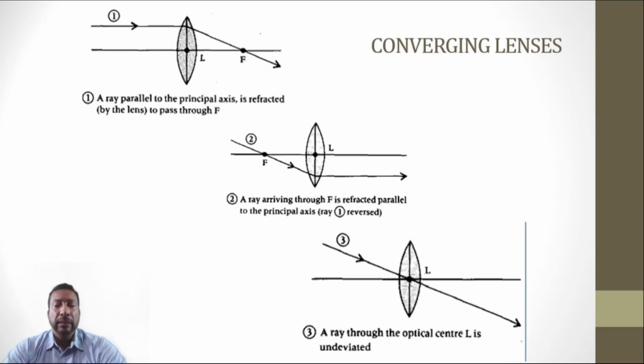That's why I say this is the easiest ray to draw. It just goes straight through in one straight line. You don't have to worry about it going this way and then that way. Just draw a straight line through the optical center L.